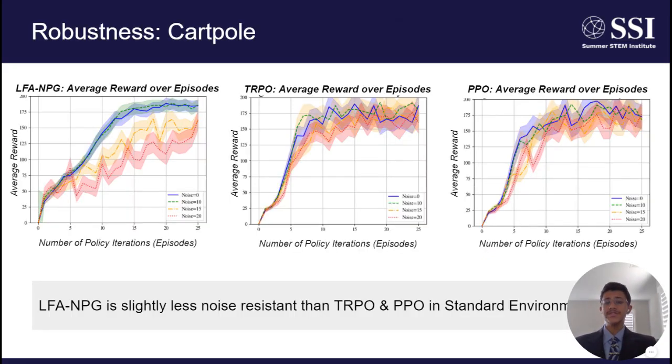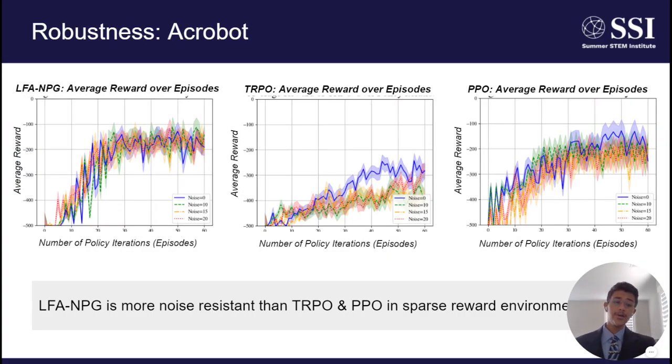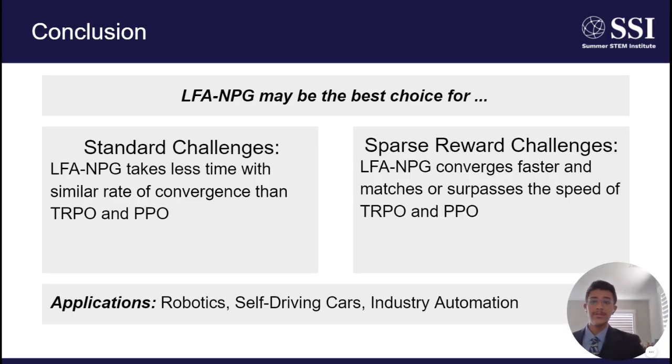We now briefly look at the resistance to adversarial noise each algorithm possesses. Adversarial noise describes a scenario where the state used by the algorithm falls within some range of the true state. Within the CartPole simulation, we observe that LFA-NPG is slightly less noise resistant than TRPO and PPO, with a drop in performance after a 15% maximum deviation. However, in the Acrobot simulation, we observe that LFA-NPG exhibits a very high resistance to adversarial noise, and in contrast, TRPO and PPO exhibit a higher susceptibility.